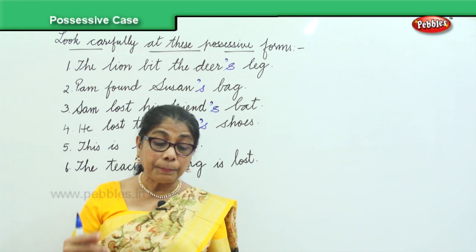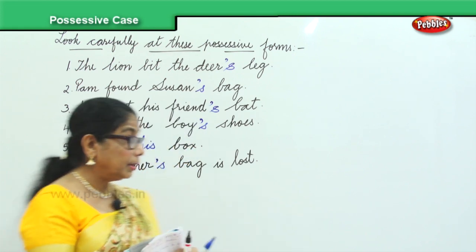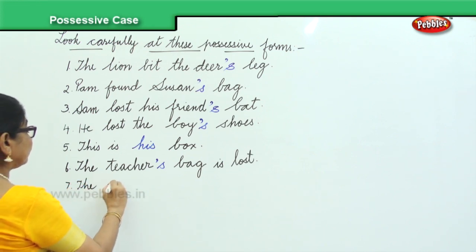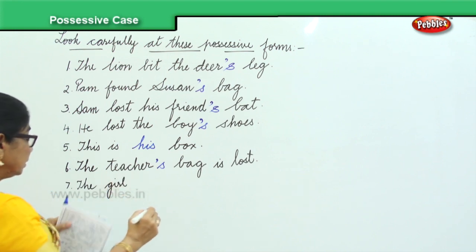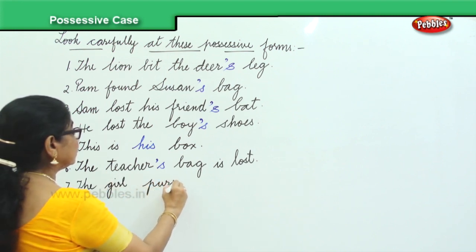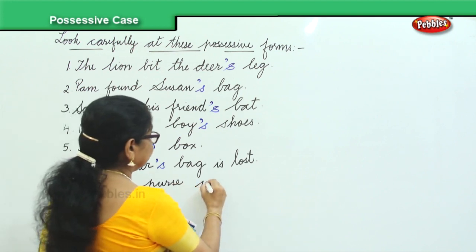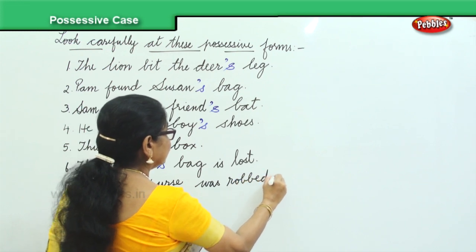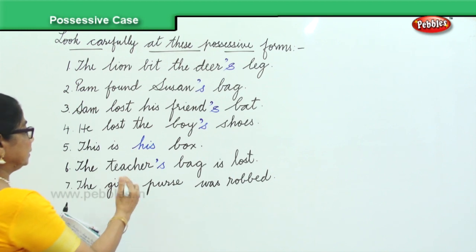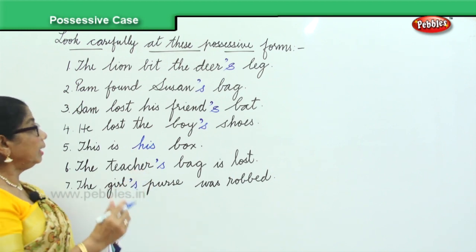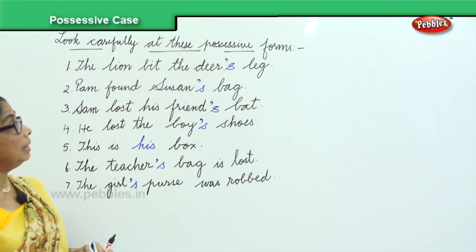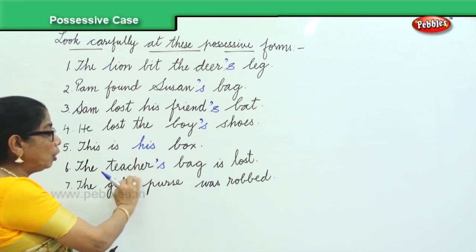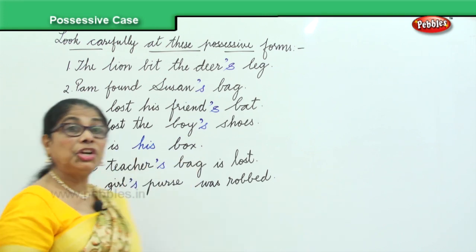Next, the girl's purse was robbed. The girl's purse was robbed. So the girl's purse. Okay. Deer's leg, Susan's bag, friend's bat, boy's shoes, his box, teacher's bag, girl's purse.